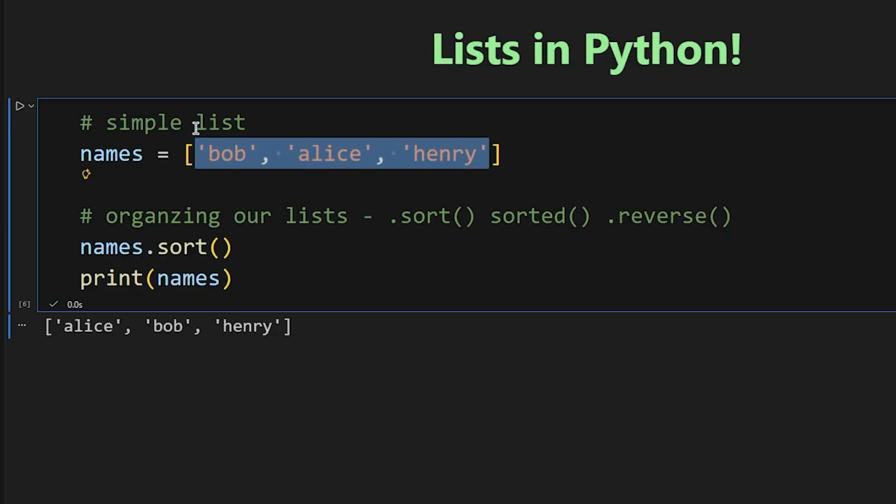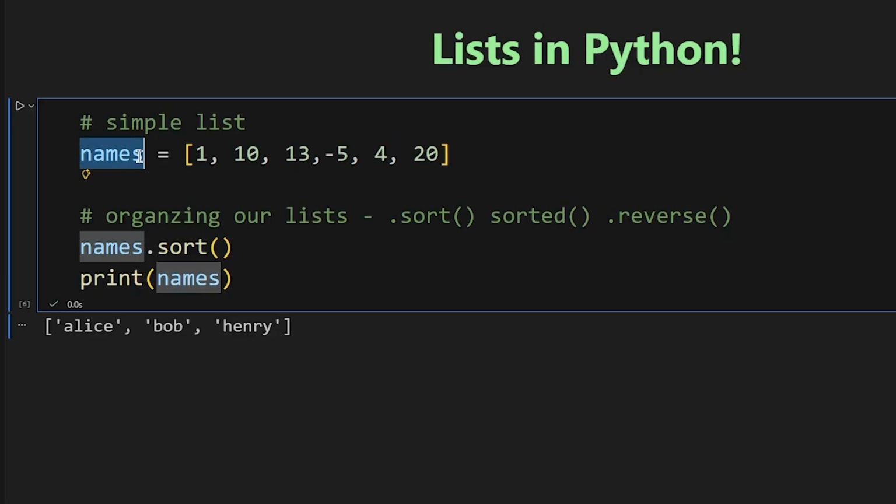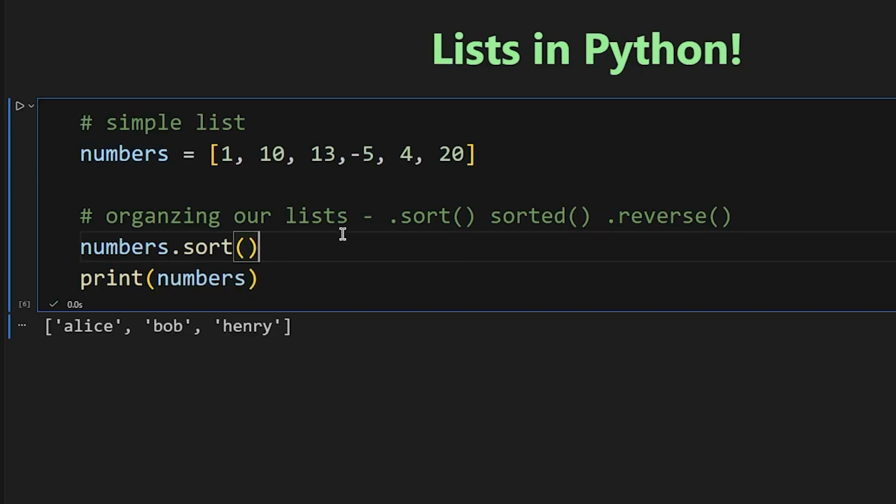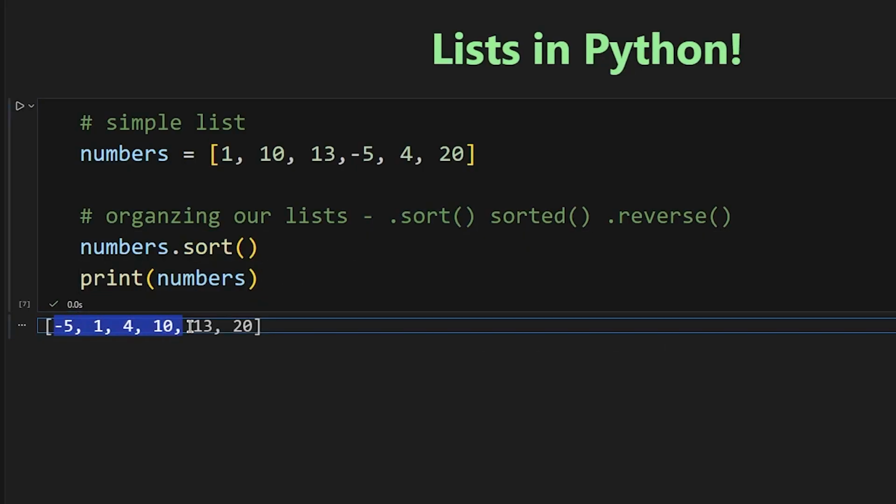Now, the sort function doesn't only sort strings. You can actually put numbers in here. And you can say 1, 10, 13, -5, 4, and let's say 20. And we're going to say numbers instead. Now let's see if this sort method sorts this list of numbers. And as you can see, the sort method sorts this list of numbers from least to greatest. It goes from -5, 1, 4, 10, 13, all the way up to 20.